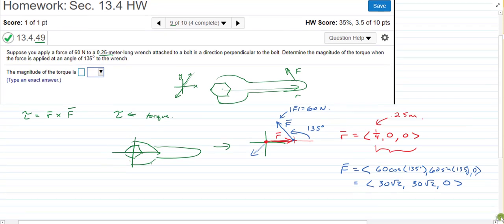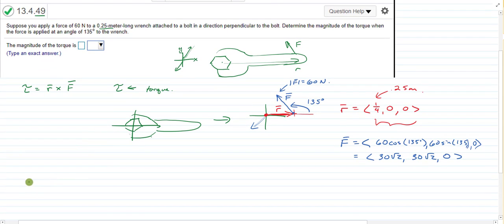So if we wanted to compute the torque, we could say that the torque is equal to the cross product of our lever arm, which is 1/4, 0, 0, and we would cross that with our force vector of negative 30 square root of 2, 30 square root of 2, and 0. Oops, careful folks, this should be a minus. I dropped that minus sign, I knew I was going to. And we could actually compute this cross product the way we have been.